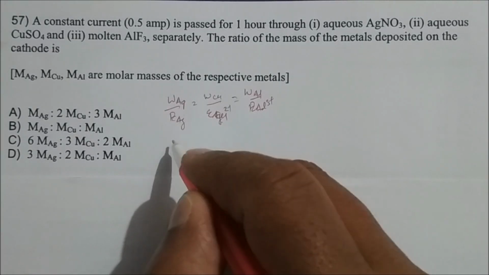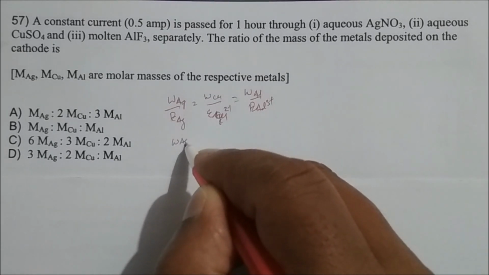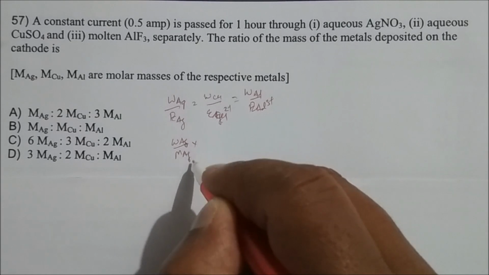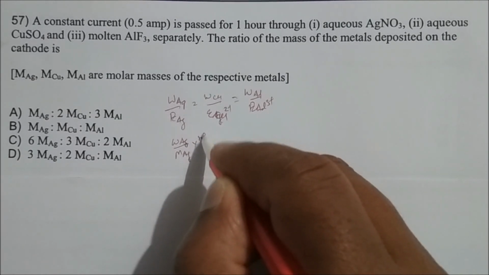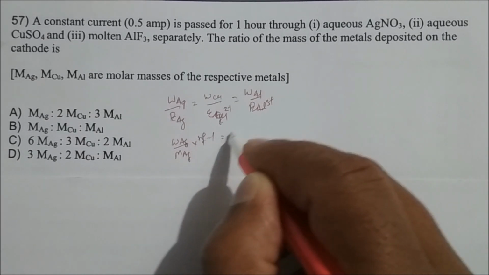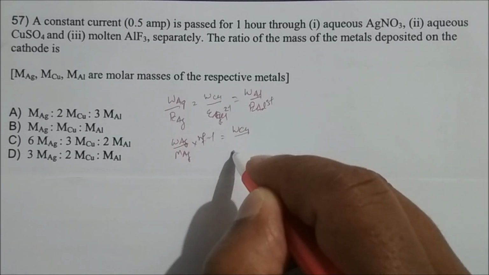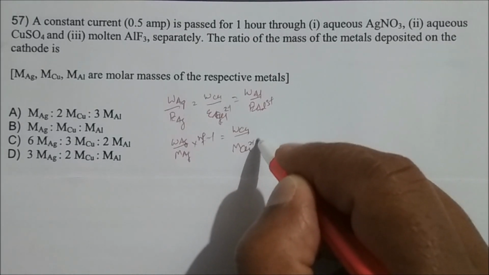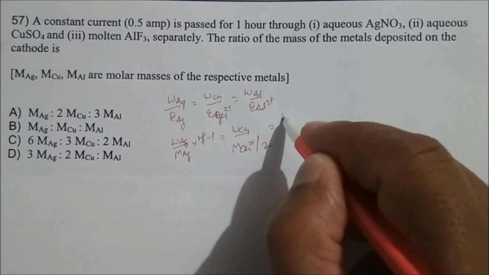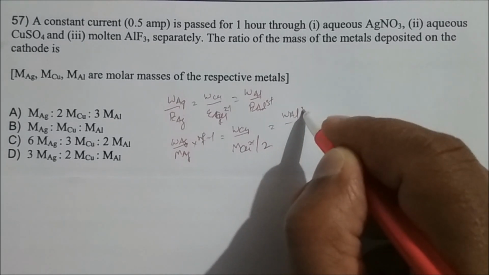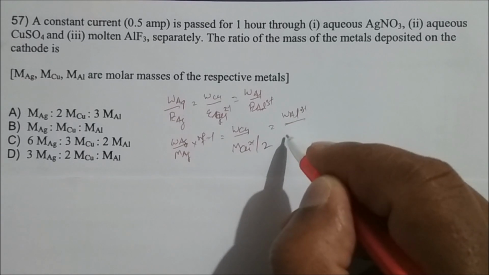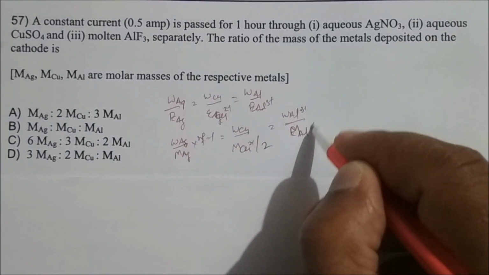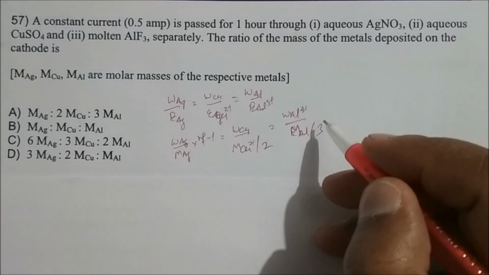In terms of molar mass, the weight of Ag is the molar mass of Ag divided by the n factor 1. The weight of copper is the molar mass of copper divided by 2. And the weight of aluminium is the molar mass of aluminium divided by 3. So 3 is coming up.